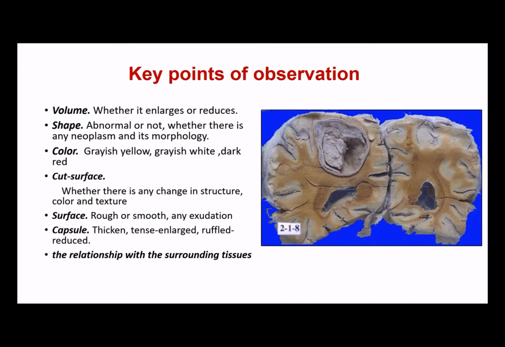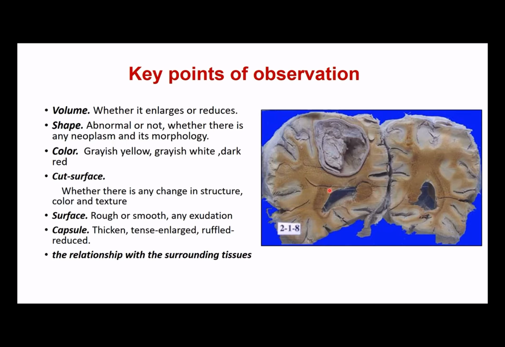The key points of observation. Let's take this brain as an example. The first point, volume. The volume of this brain is enlarged because here the left hemisphere is larger than the other one, right? Secondly, the shape of the organ. The shape of the brain is slightly changed because of the increase of volume. The third, color. The color is grayish white on the surface and grayish yellow on the cut surface.